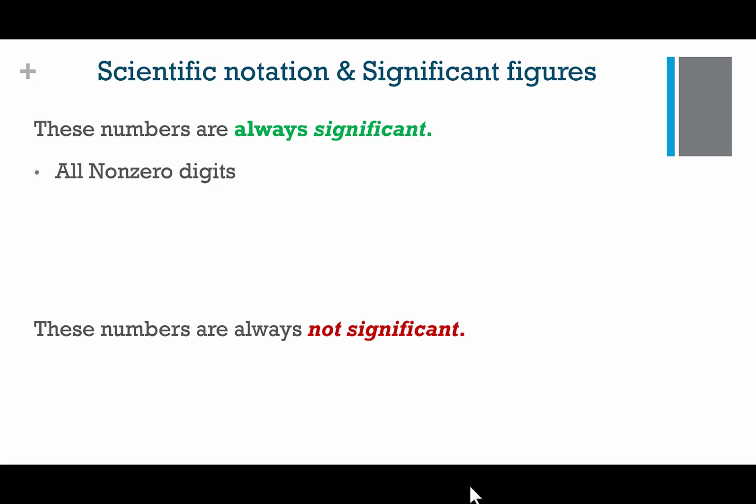So first, all non-zero digits are significant. Zeros are where things get a little fuzzy. So non-zero digits, something like 1,256, all of those are non-zeros. This would have 4 sig figs.